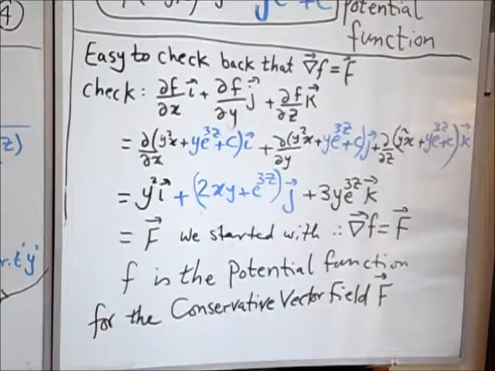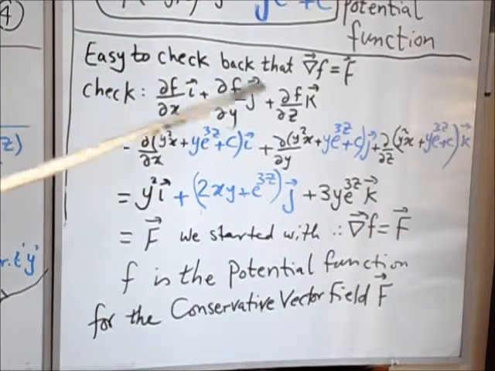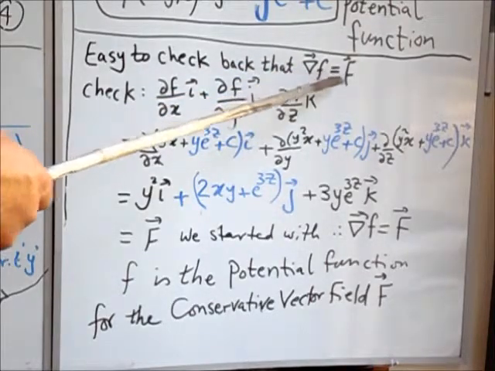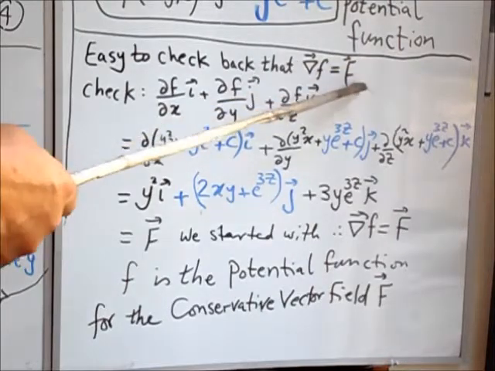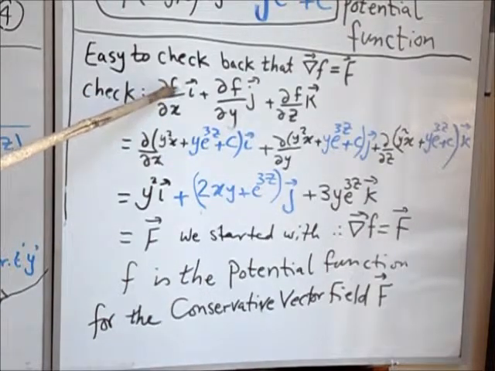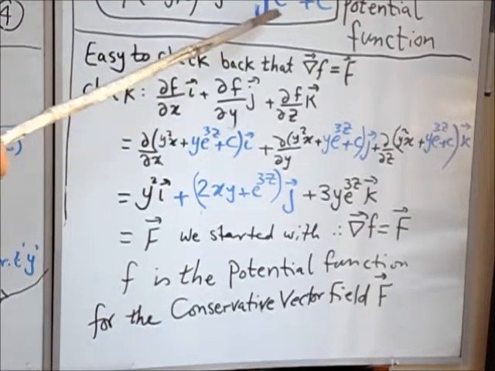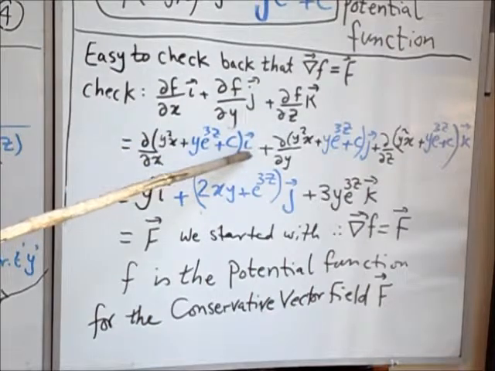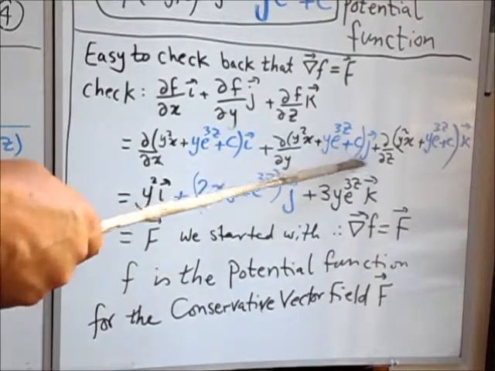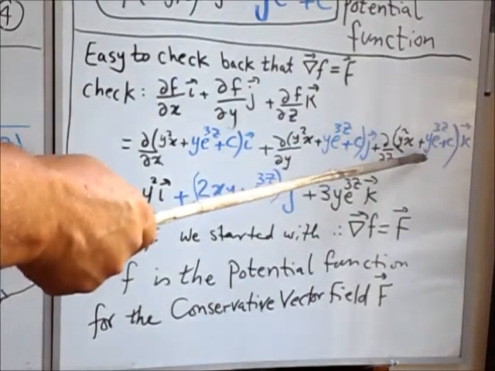All right, we can also go a step further to satisfy ourselves. We can check that this solution is correct. We can do this by again using the equation del f equals F. We want to prove that del f should give us F, the one that we started with. Okay, so we check df/dx, partial derivative. f is what we got here, y squared x plus y e^(3z) plus c, i. The same thing with respect to y, j, and the same thing with respect to z, k.